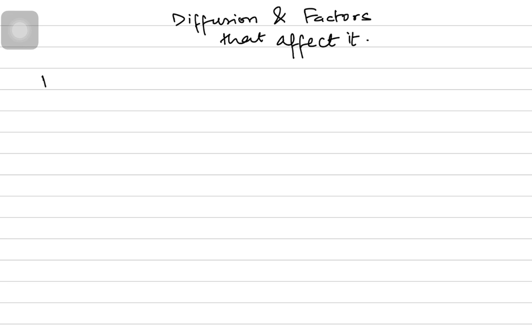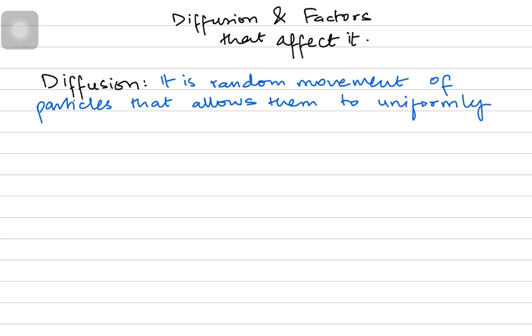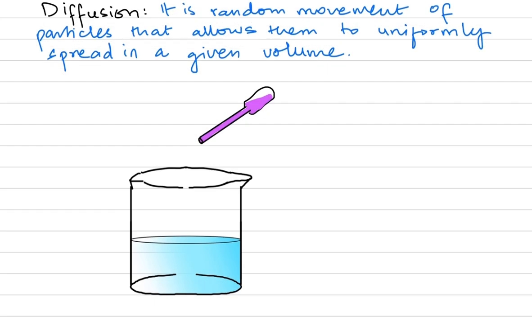So, let's begin. First, we have to define what diffusion is. Diffusion is basically random movement of particles. We used to talk about movement of particles from higher area concentration to lower area concentration, but we don't talk about it anymore. It's random movement of particles that allows them to uniformly distribute within a volume and obviously attain an equilibrium within the system. So it's a random movement of particles and they distribute themselves uniformly.